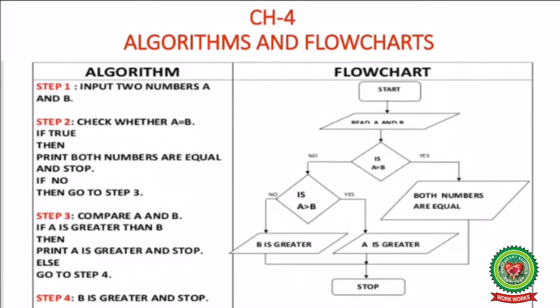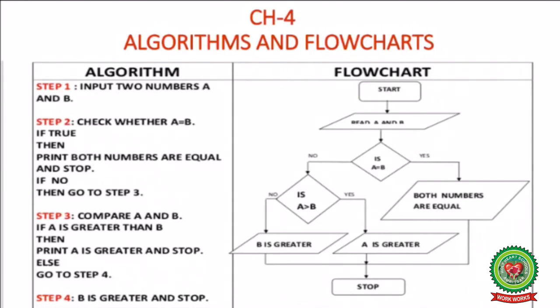In the algorithm, step 2, check whether A equals B. In the flowchart, there is a decision box where we have written the condition, is A equals B. Now in the algorithm, if it is true, like A equals B is true, then print both numbers are equal and stop. And in the flowchart, if A equals B is yes, then both numbers are equal and it will go to stop.